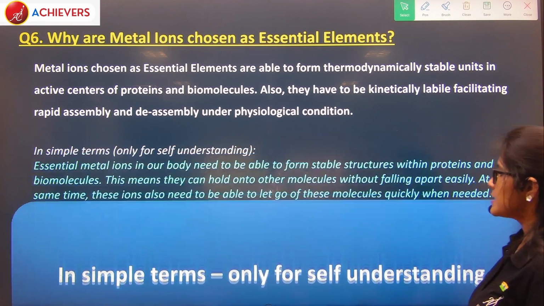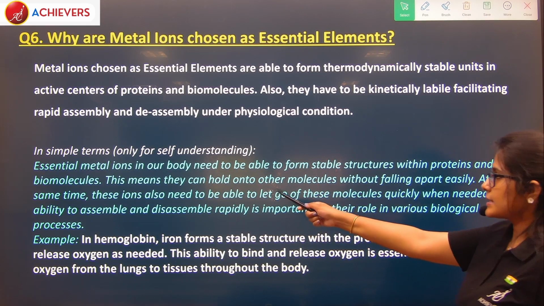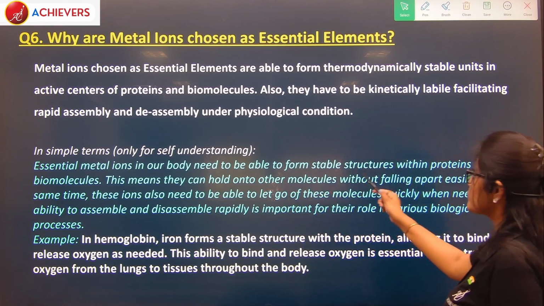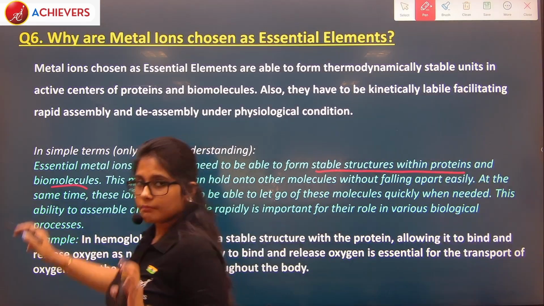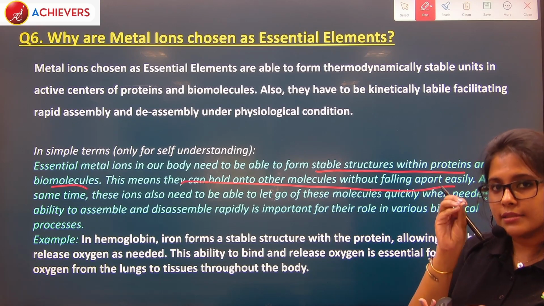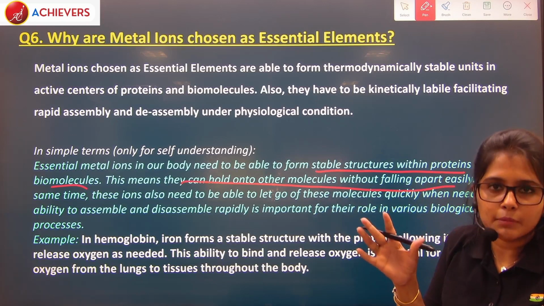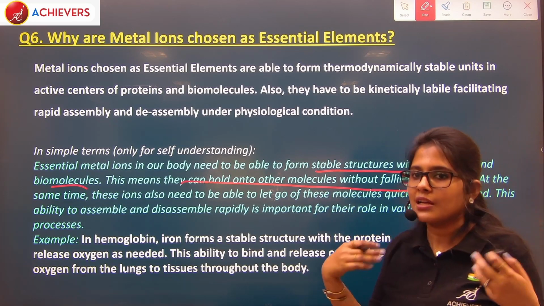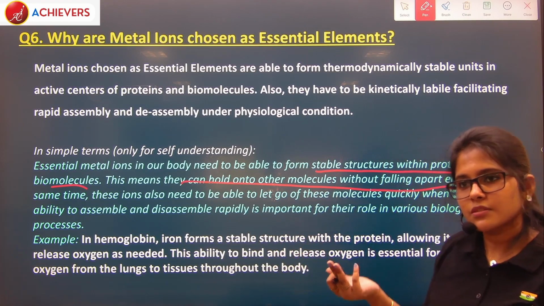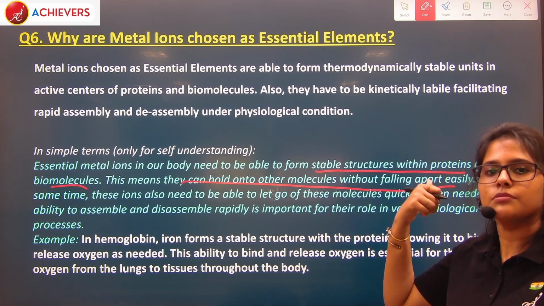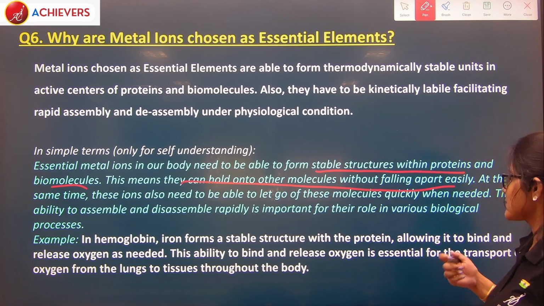In simple terms, key for self understanding. So essential metal ions in our body need to be able to form stable structures within proteins and biomolecules. That means iron, the essential metal ion, is sitting with hemoglobin. The structure is not falling apart. If it fell apart, what would happen in our body? How would blood do anything, right? We will learn about that when we face that question.